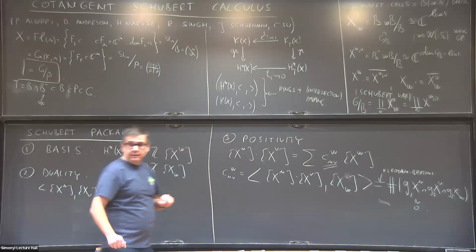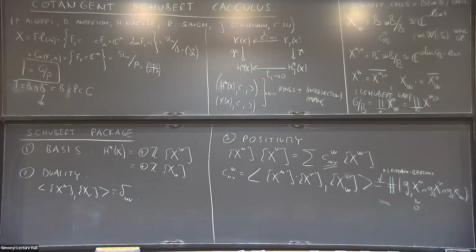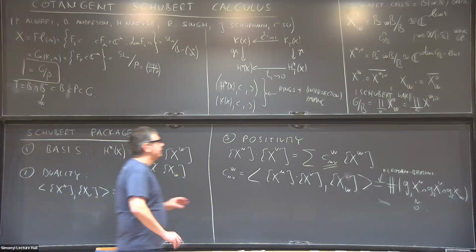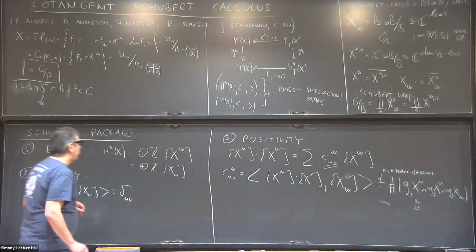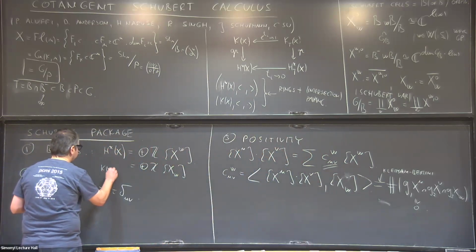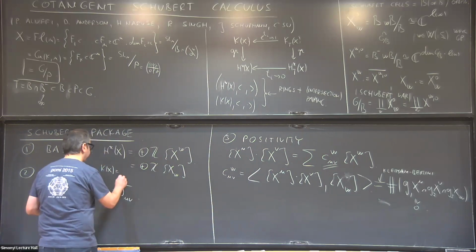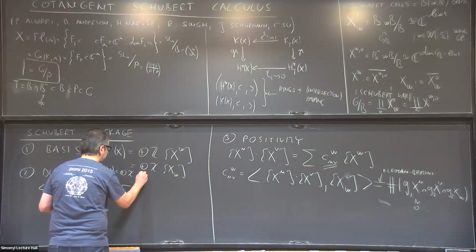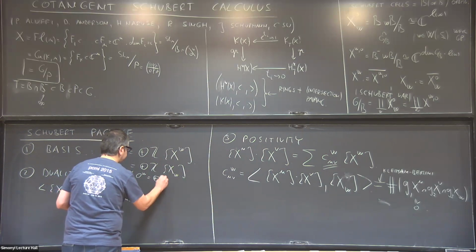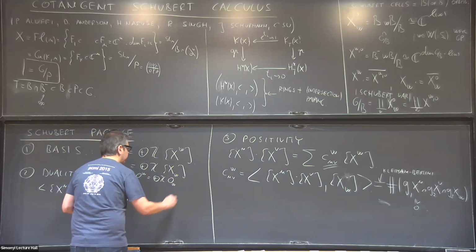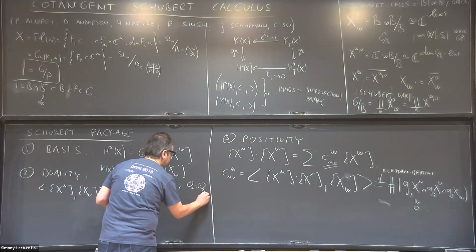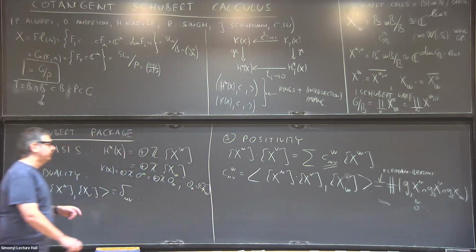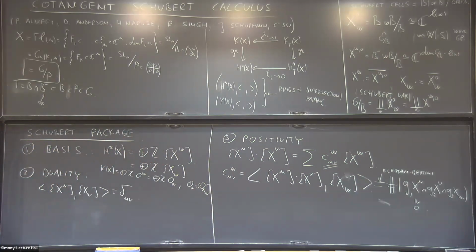How about K-theory? What is the Schubert package in K-theory? In K-theory, you have a different basis. Instead of considering fundamental classes, you consider the classes of structure sheaves of the Schubert varieties, so you get something like this. Here O_w is just the class in K-theory corresponding to the coherent sheaf supported on the Schubert variety X_w. So that is the basis.